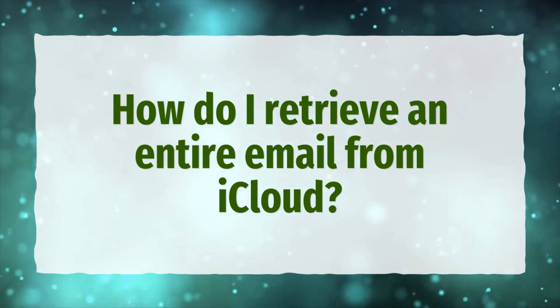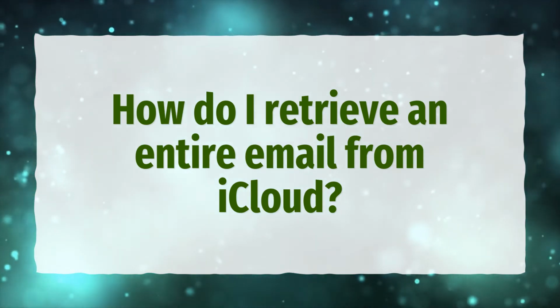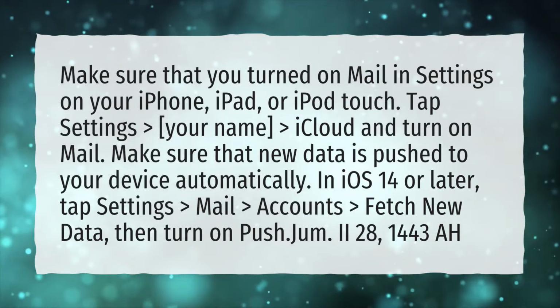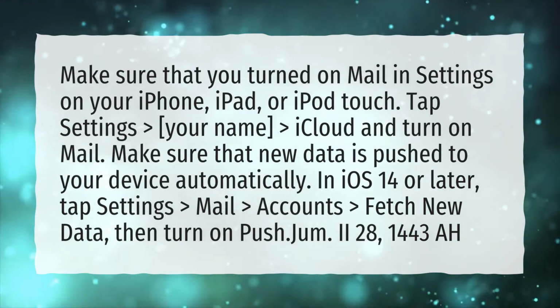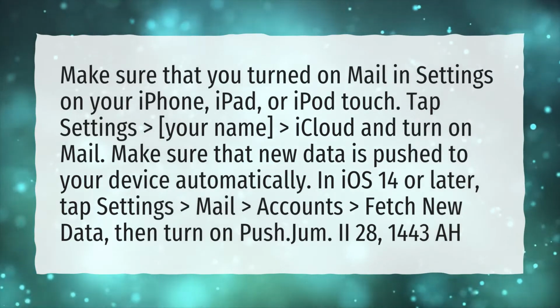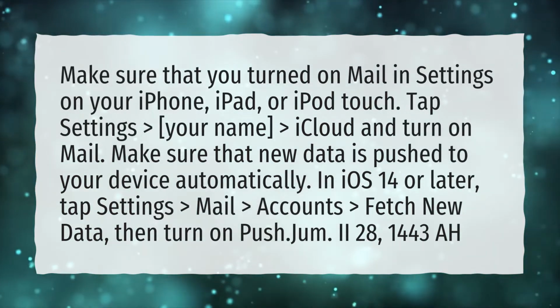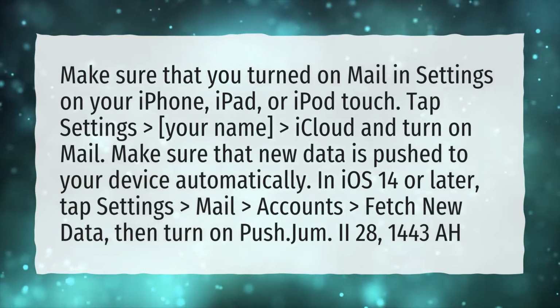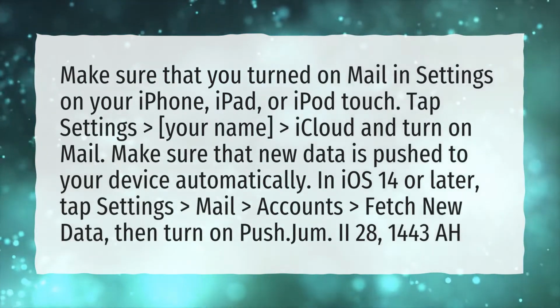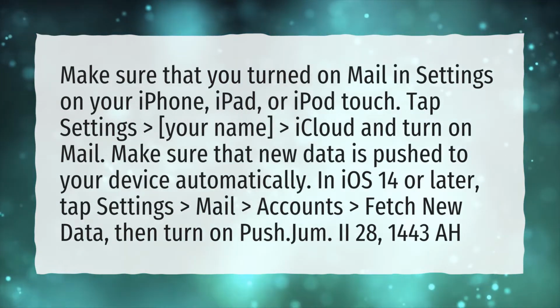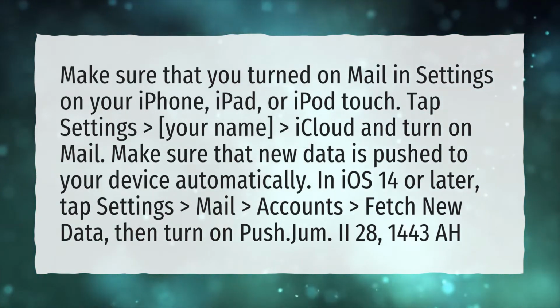How do I retrieve an entire email from iCloud? Make sure that you turned on Mail in Settings on your iPhone, iPad, or iPod Touch. Tap Settings > your name > iCloud and turn on Mail. Make sure that new data is pushed to your device automatically. In iOS 14 or later, tap Settings, Mail, Accounts, Fetch New Data, then turn on Push.